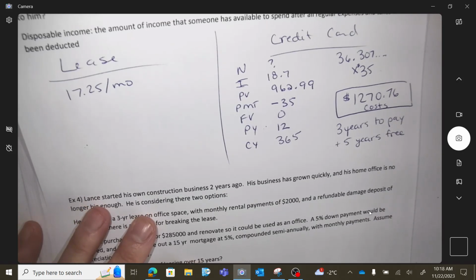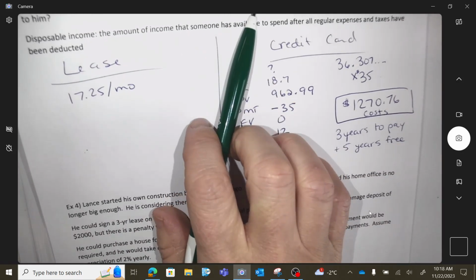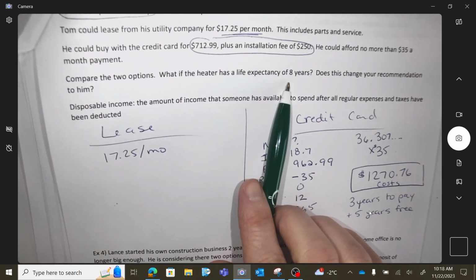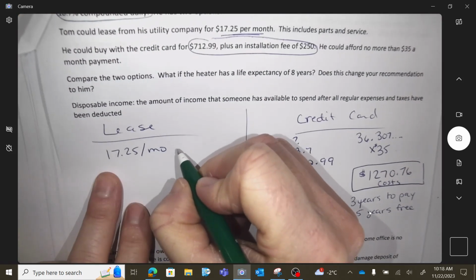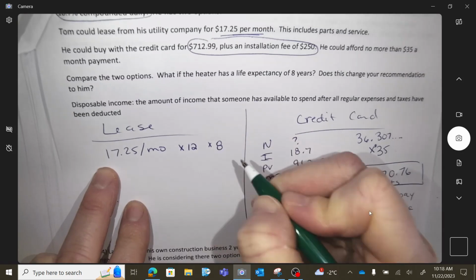Okay, I feel like this question has very vague info. The lease, I'm assuming right now that we're going to pay this lease for 8 years. Okay, so every month, so times 12 months, times 8 years.